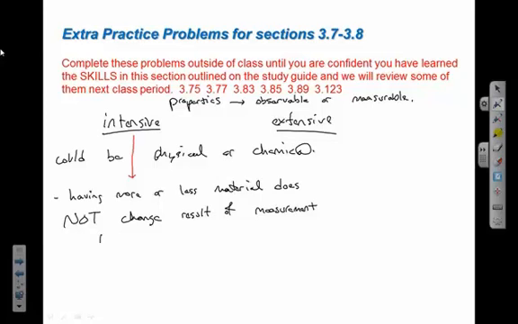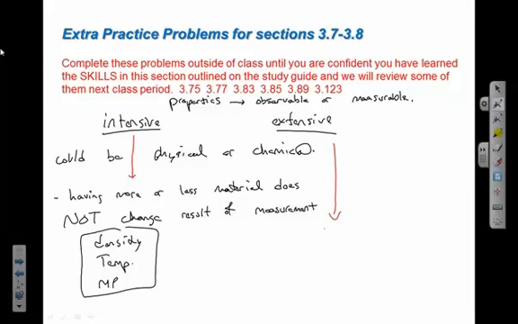So that's a difference. Intensive, things like density, temperature, melting point, boiling point, things that are based on what the substance is, not how much of the substance you have. Extensive, the actual number that you calculate or the measurement itself changes depending on the quantity of material. So the mass, the volume, things like that. Distance, size.